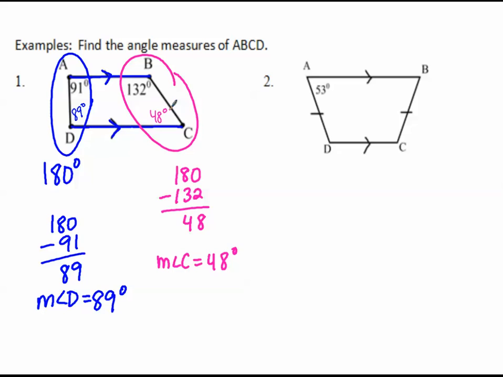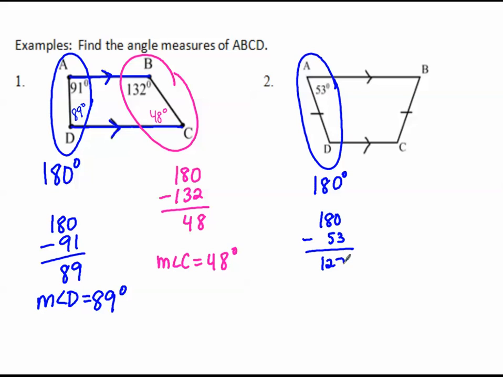How about number 2? Notice what's different about number 2 is that now I have an isosceles trapezoid. These sides are congruent. These legs are congruent. So of course I still have these two consecutive angles are supplementary. So I'm going to deal with that. 180 minus 53, 127. So this missing angle is 127. Measure of angle D, 127 degrees.